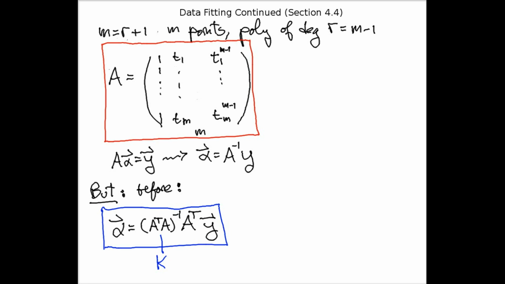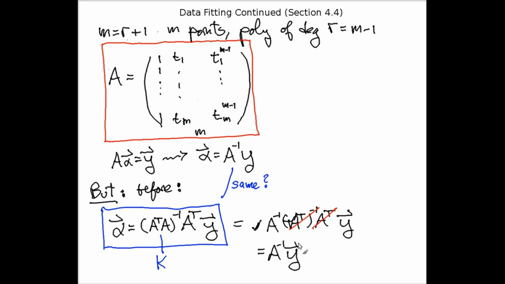And is that the same thing as this? Well, of course, it is. You just notice that (A transpose A) inverse is equal to A inverse times (A transpose) inverse, because when you take the inverse, you switch the order. And then these two terms cancel, and you get A inverse y. So all is right with the world.